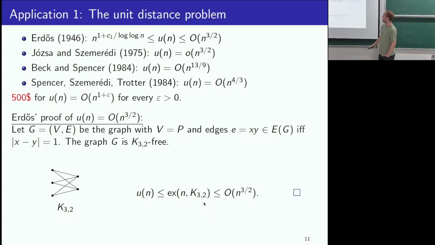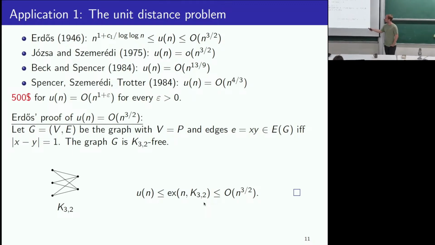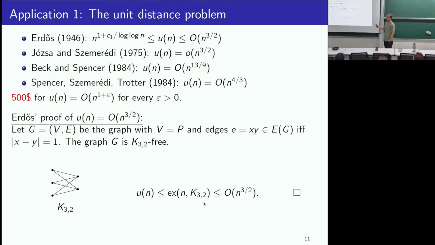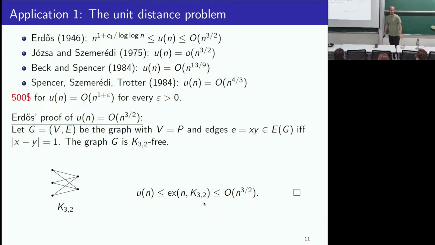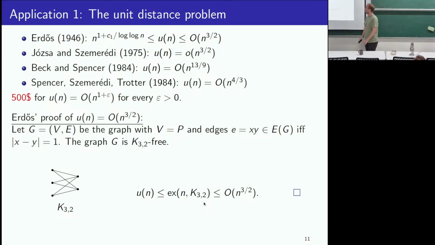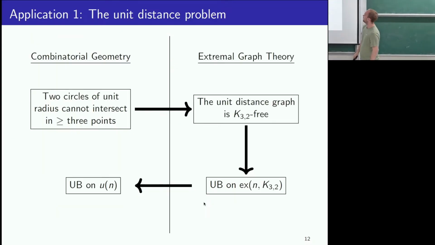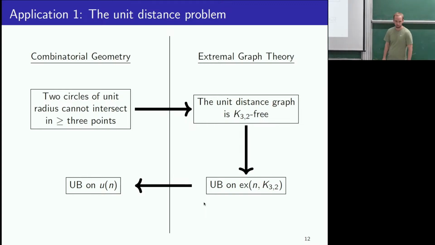So particularly the unit distance function can be upper bounded by the extremal function of this complete bipartite graph. And then there are some standard arguments which can give you an upper bound of this extremal function. I'm not going to show you how to prove this, because my talk is about applications, not about extremal functions. So I think so far we should be quite comfortable with this, and probably many of you have seen this before. And I'd like to tell you what happened here conceptually.